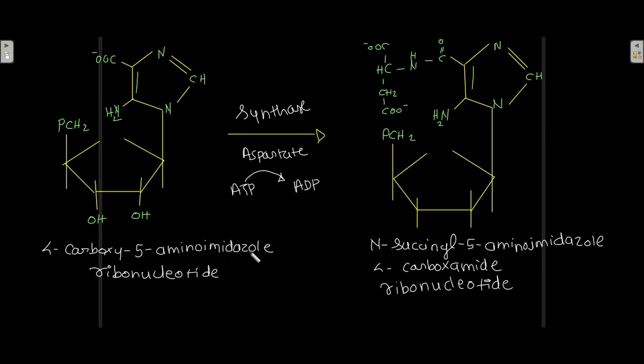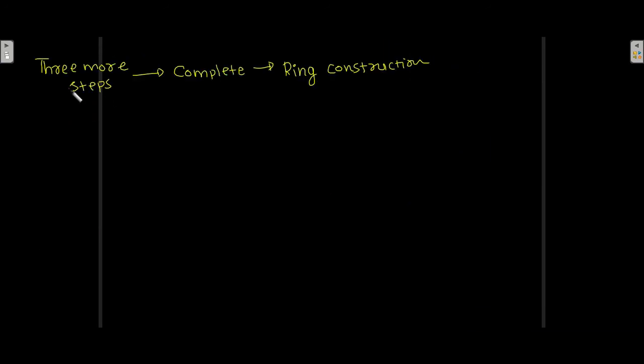4-carboxy-5-amino imidazole ribonucleotide gets converted into N-succinyl 5-amino imidazole 4-carboxamide ribonucleotide in the presence of synthase and aspartate, and in the process ATP is converted into ADP. Three more steps complete the ring construction.